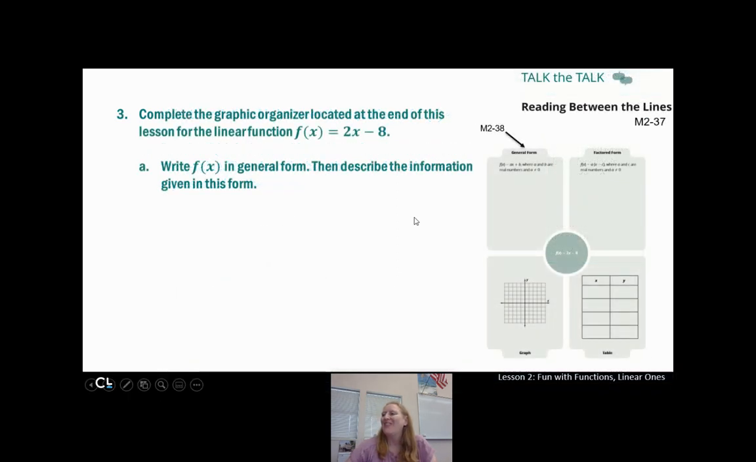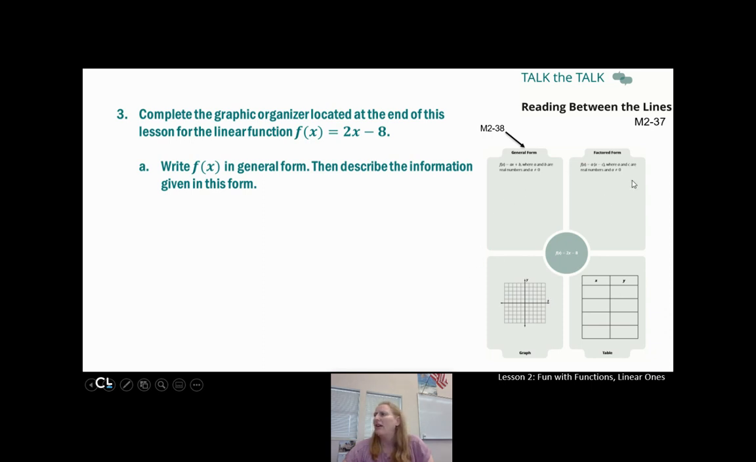This means now we're ready to complete our graphic organizer. We have skipped a couple pages. We're over on page M2-37. We're not doing all of the talk, but just real quick, let's remind ourselves. Here I have f of x. F of x equals 2x minus 8. Can you write it for me in general form and in factored form? That's what I want. And if you're feeling like going the extra mile, I want you to graph it. F of x equals 2x minus 8.